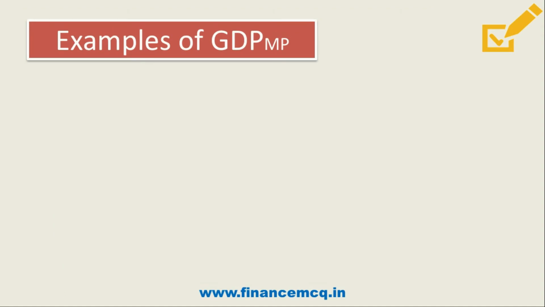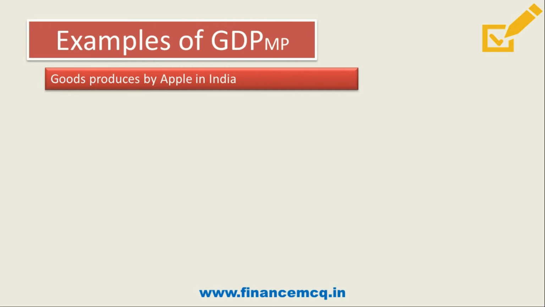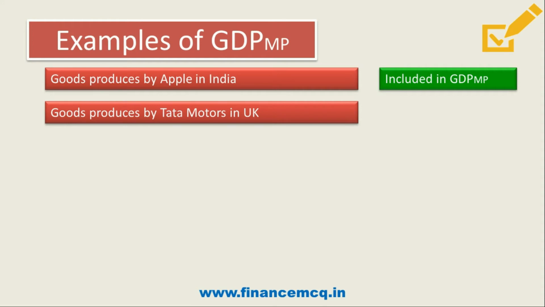Now friends, let's take some examples of GDP at market price. The first one is goods produced by Apple in India. Will it be a part of GDP at market price? The answer is yes, it will be included because it is produced within the domestic territory. Then goods produced by Tata Motors in the United Kingdom. Will it be part of GDP at market price? The answer is no, it won't be included, the reason being it is not produced within the domestic territory.